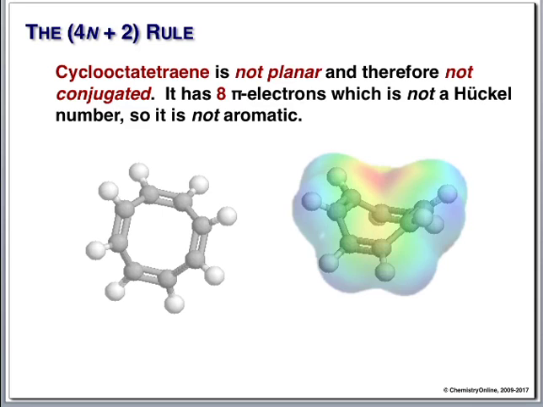There's a couple cute ones. As you can see here, we can see pi electrons, but again, it's bent, not planar, and the wrong number of electrons.